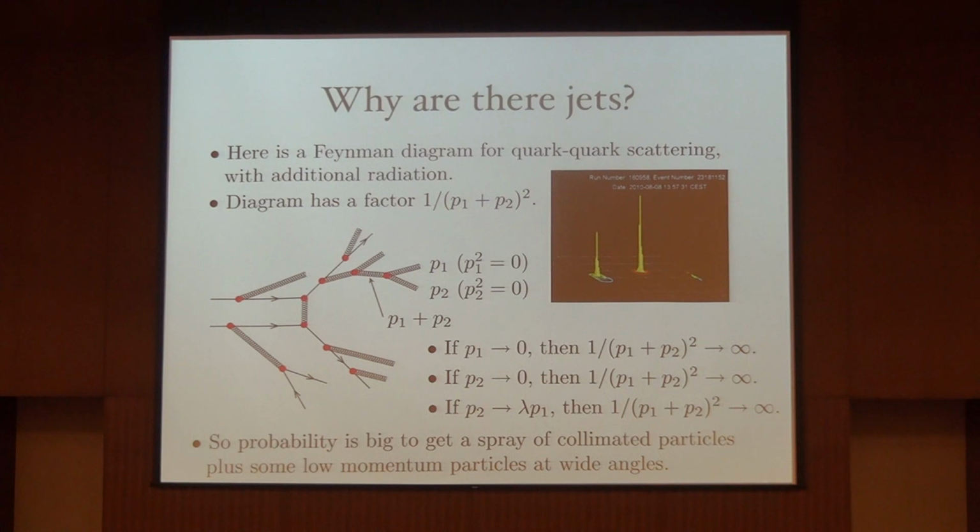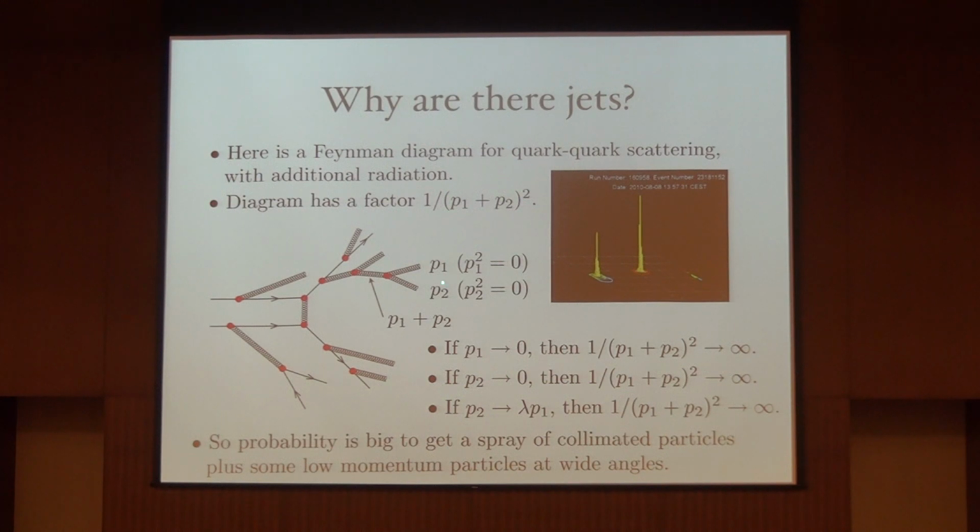If they're neither collinear nor soft, then it's rare, but if they are collinear or soft, it's common. And therefore, you see right straight from the diagrams that you should have very frequently a whole bunch of particles coming out parallel to each other.